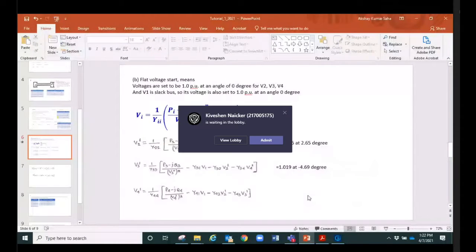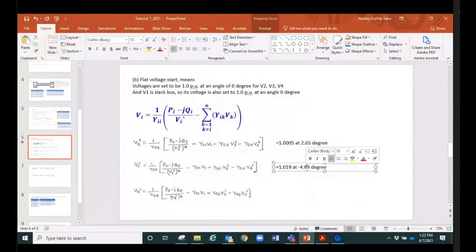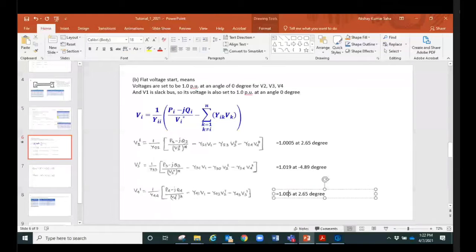And V4, I have 1.005 at an angle of minus 0.32 degrees. These are the three answers for the three voltages at the buses, V2, V3 and V4. Can everyone take note of it so I can go to the next step, which is C? Can I go to the next step?